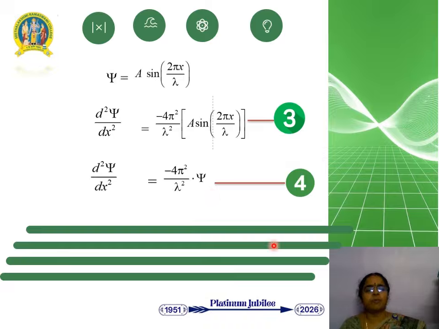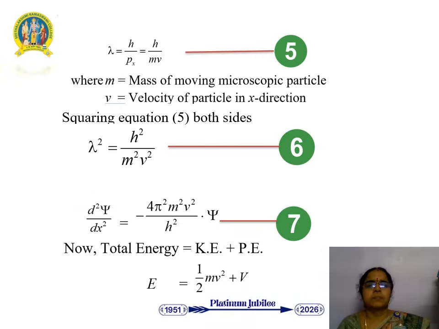All microscopic particles such as electrons, protons, photons, etc. According to de Broglie's equation, lambda is equal to h by px. We all know that. What is px? px is momentum, which is the product of mass and velocity. So, we can replace px with mv.